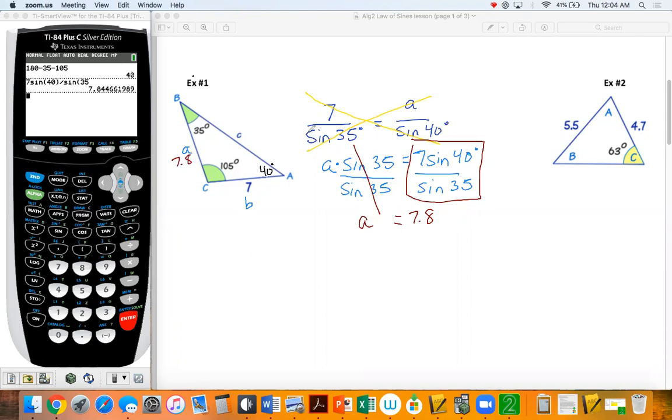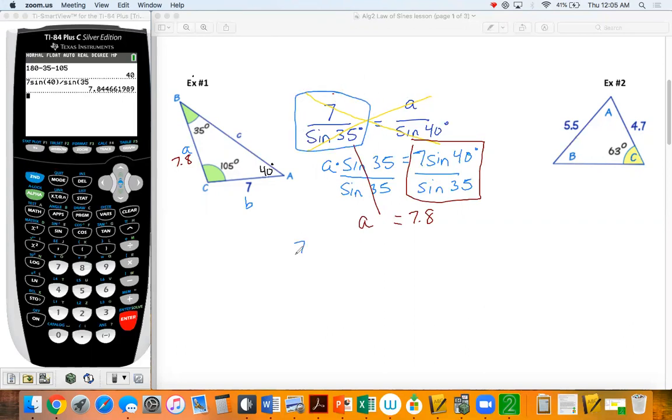So now if we're working on this, we know little side b is 7 in length. Little side a is 7.8 in length. So now we just need to find little side c. Well, we will also do that again with this law of sines. So let's start with our original known ratio, which was this.